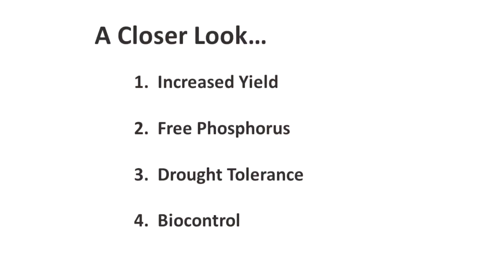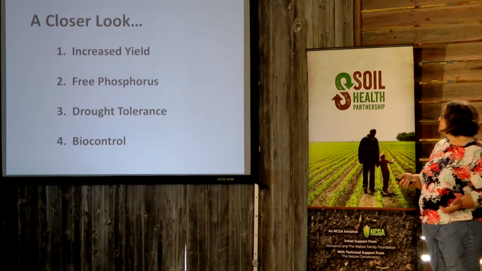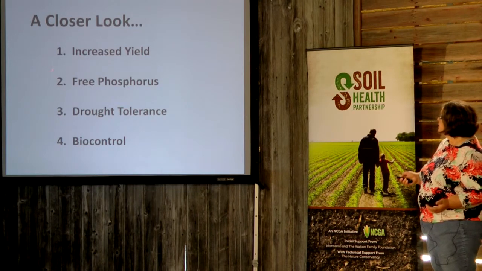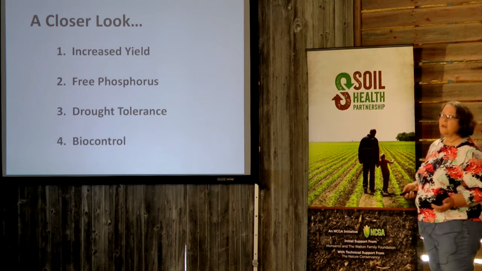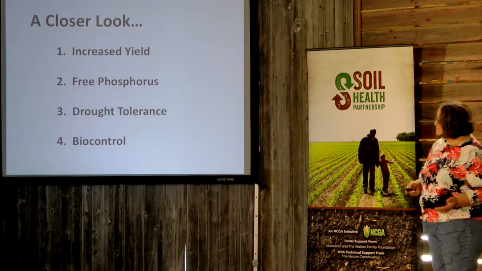Dan? So we're going to take a real close look at 16 things on that list, or too much. It would take 3 days to go over all of them. But we're going to take a look at the 4 that I think are most important to farmers, and that is increasing yields, getting free phosphorus, getting the drought tolerance going, and biocontrol of disease and pests. Okay?